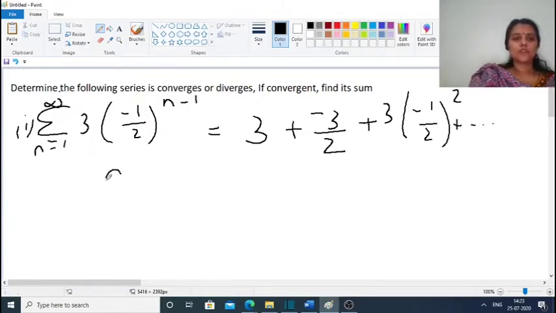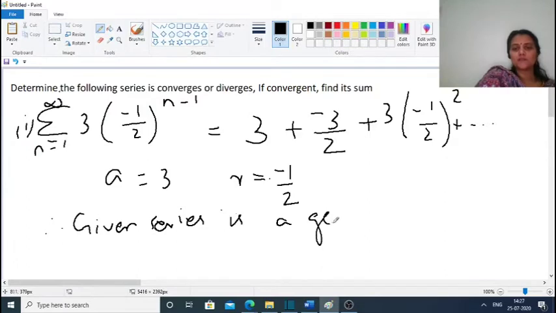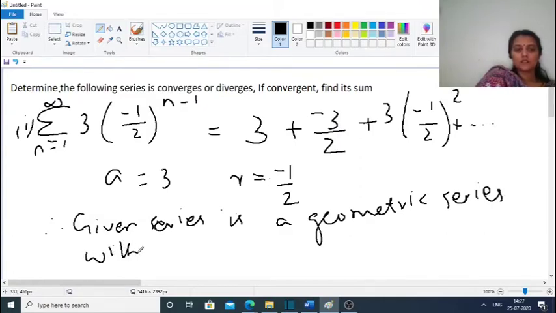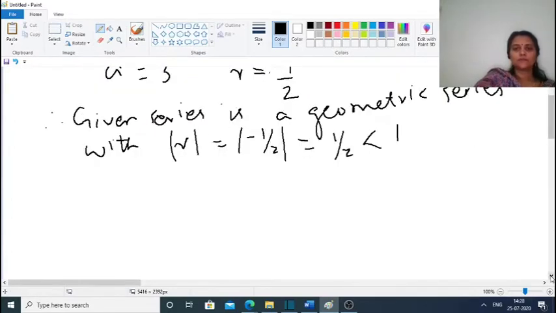So here a is equal to 3, r is equal to minus 1 by 2. Therefore, the given series is a geometric series with modulus of r equal to modulus of minus 1 by 2, which is equal to 1 by 2, which is less than 1. Therefore, the series is convergent.